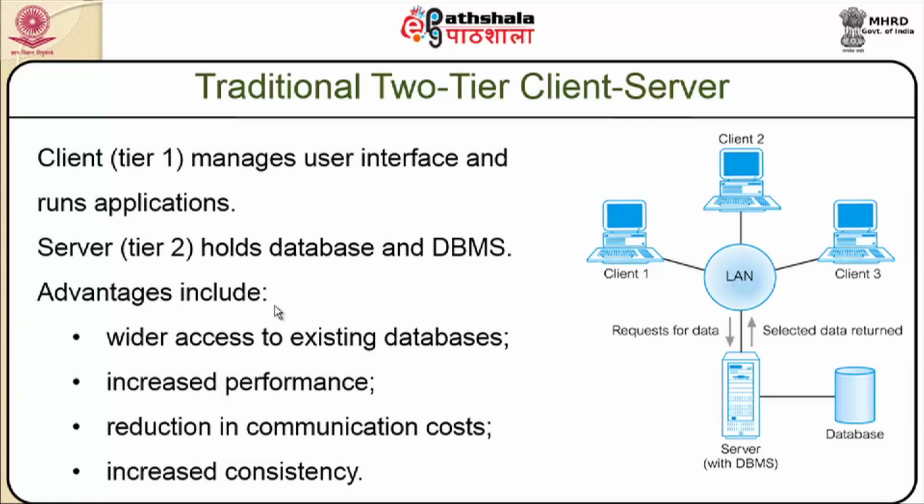So, there is a client which works at tier 1, which manages the user interface and runs different applications. There is a server which holds the database and the database management system. The advantages of this system include wider access to existing databases, improved performance, reduction in communication cost, and an increased level of consistency. Any transaction that happens does not add to the network traffic; instead it gives you a complete picture of consistency.